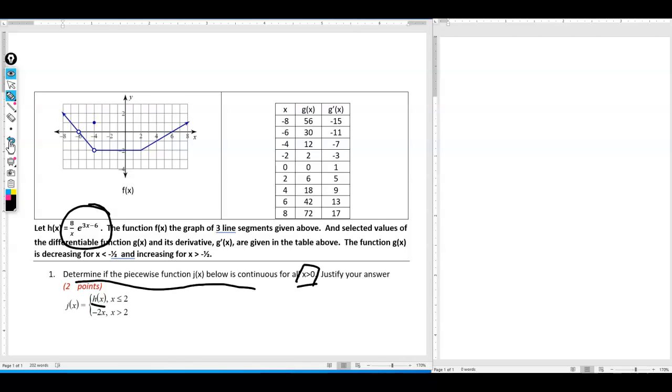Now, it's possible I could give you a problem like this without telling you this. In that case, you would still have to check to see if the limit exists and if the function exists at the connection point. But you have to understand that the pieces themselves also have to be continuous as well. But we're not going to worry about each piece separately because I'm just telling you all we care about is where x is greater than 0.